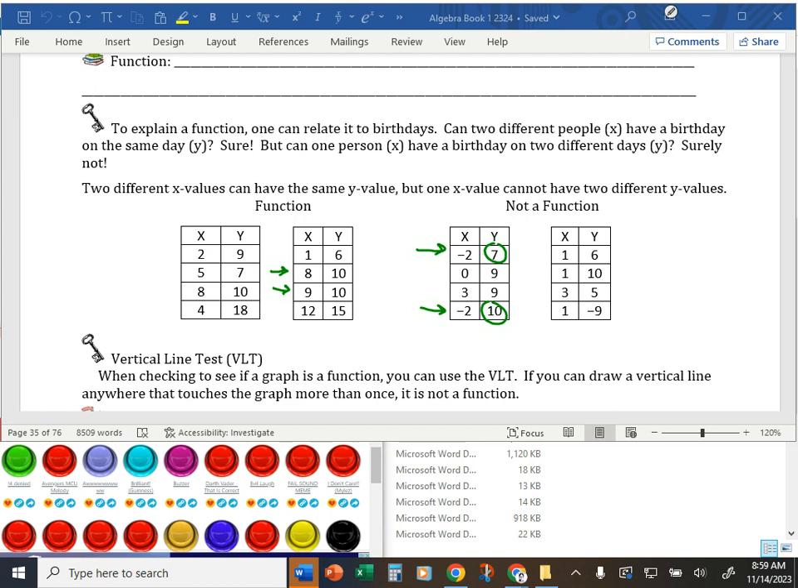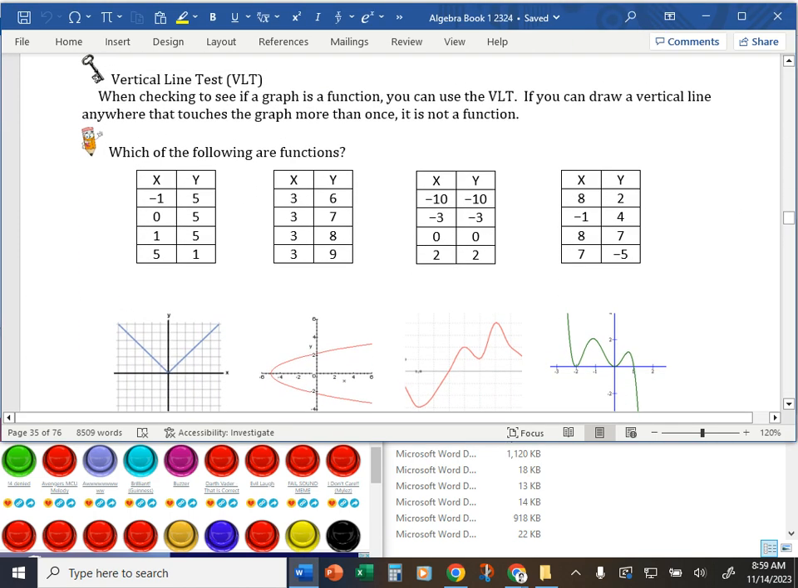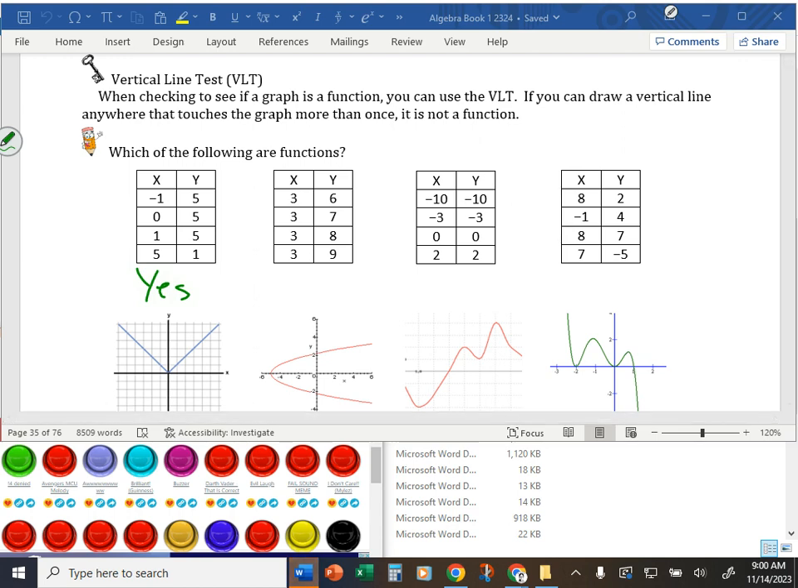Looking down at the homework section, these first four tables: does x repeat itself when x is -1, 0, 1, or 5? No. Therefore, is it a function? Yes. Every person has their own birthday. Even though three of them share a birthday, that's okay. Y can repeat. X cannot. The next table here, does x repeat itself? Yeah. Is it a function? No, it is not.